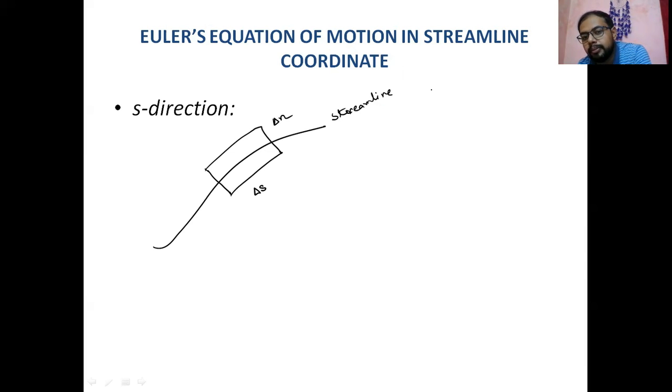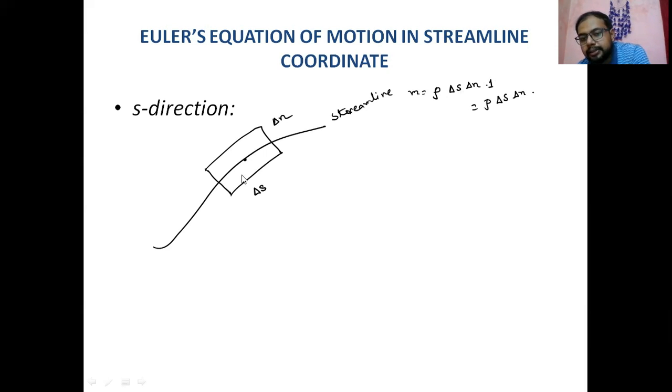So what is the mass of the fluid element? Mass of the fluid element is density into volume. Volume is del S, del N, and the perpendicular direction we take as 1, because perpendicular to the plane is 1. So rho del S del N is the mass. The fluid element is like this one.